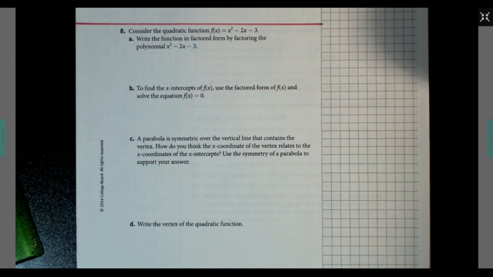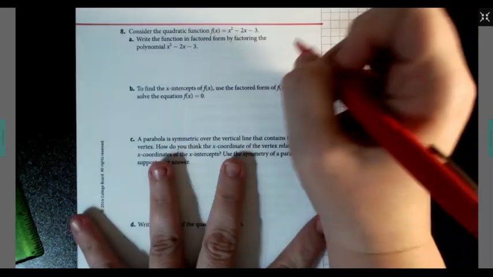Last section is question number 8. Question number 8 says, consider the quadratic function f of x equals x squared minus 2x minus 3. Write the function in factored form by factoring the polynomial x squared minus 2x minus 3.